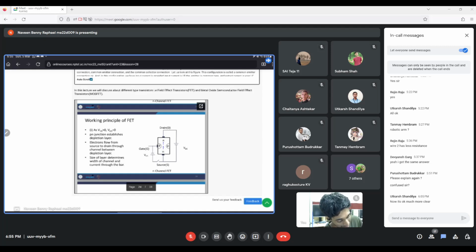That increases the region of N-type semiconductor here, and because that changes the amount of N-type semiconductor here, you can increase and decrease the current here depending on the voltage application at the gates.